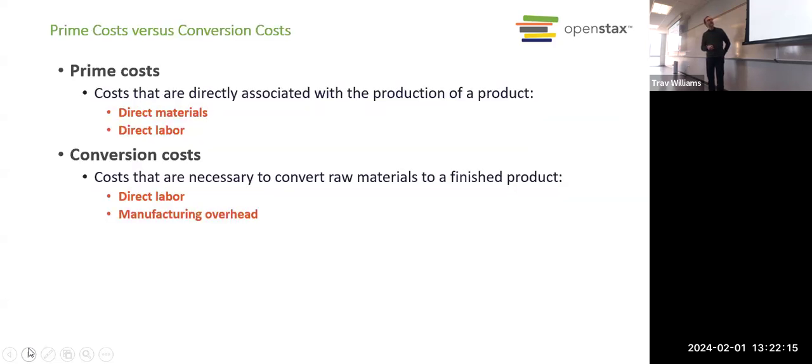Then we get to prime and conversion costs, and these relate only to production costs, okay? And the three types of production costs were what? What are the three elements of our production costs? Direct materials, direct labor, and manufacturing overhead. Okay, that's exactly right. And we see here that the prime costs are the direct materials and the direct labor, right? Prime really just means first. So those are the first costs.